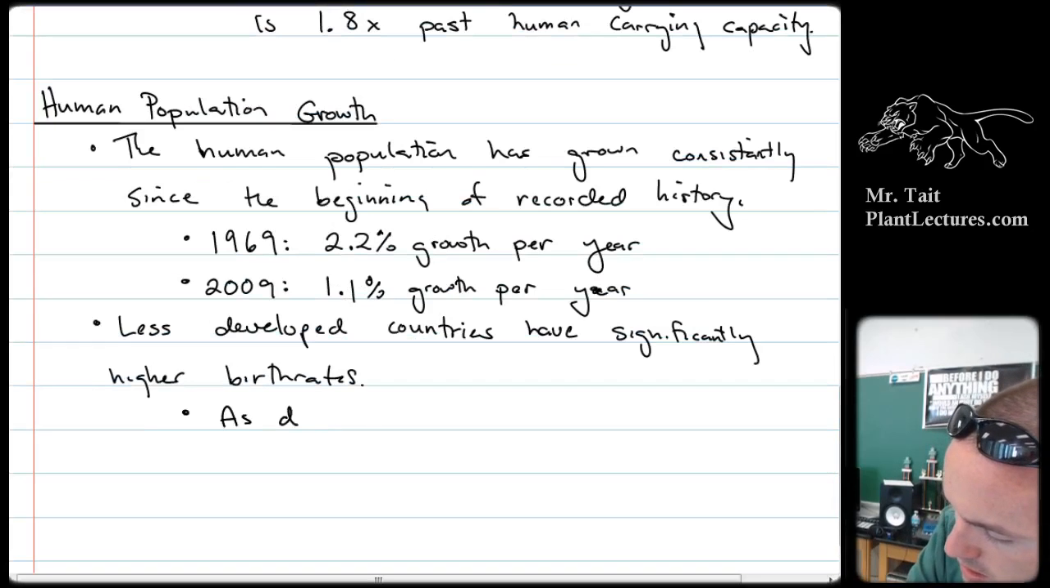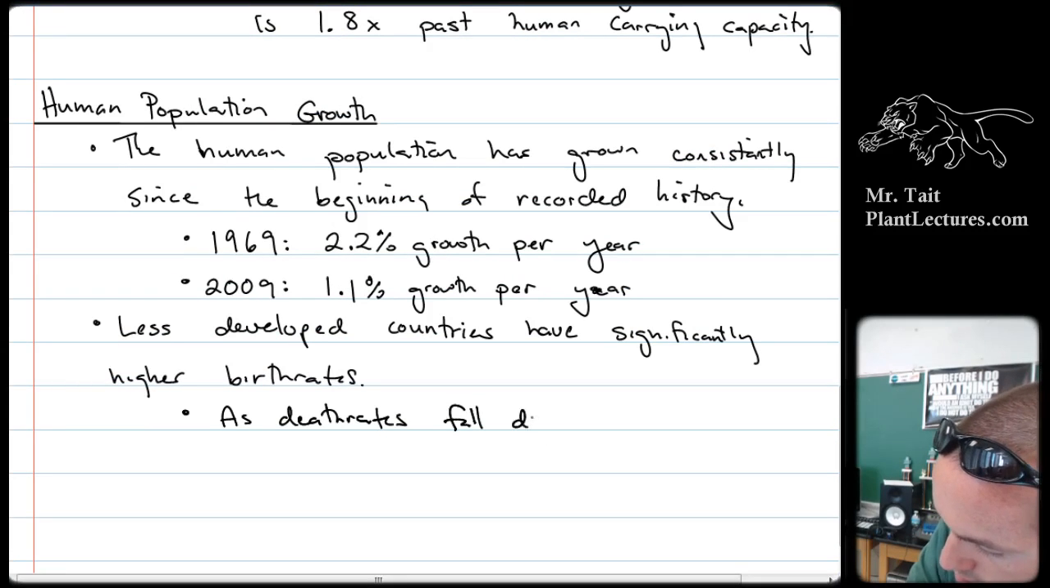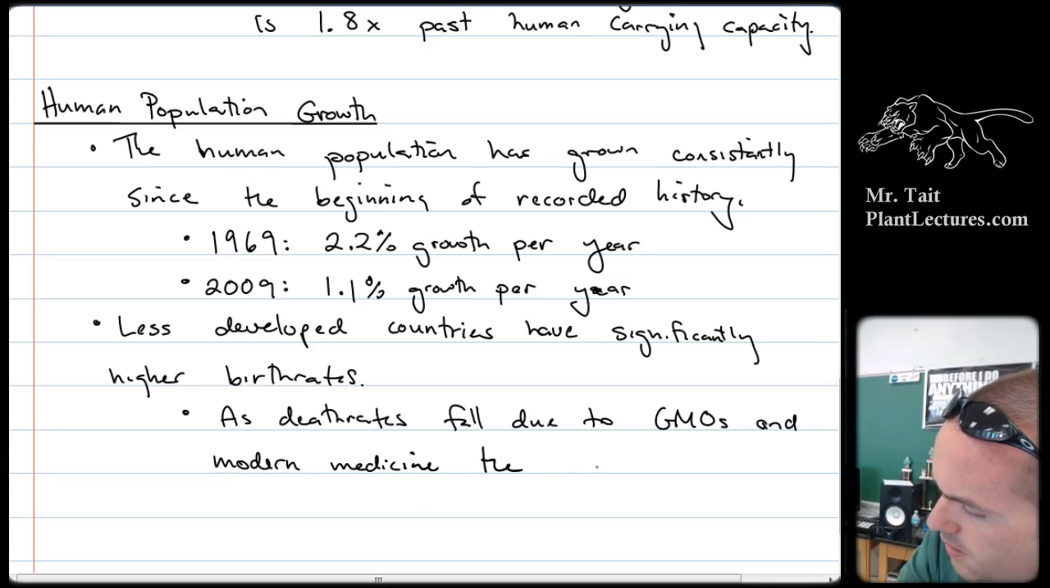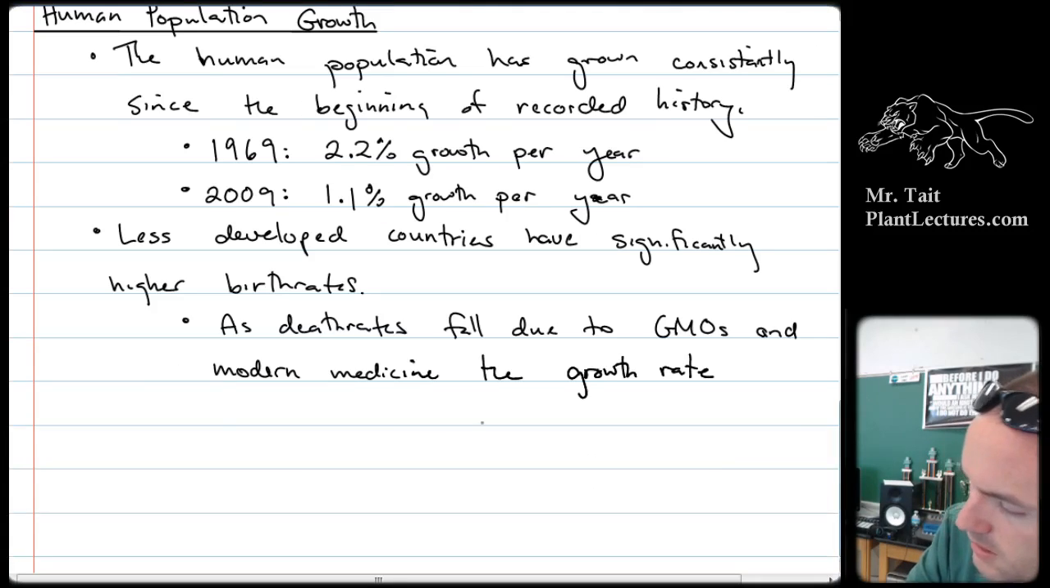So we can say as death rates fall due to GMOs and modern medicine, the growth rate will increase drastically, significantly.